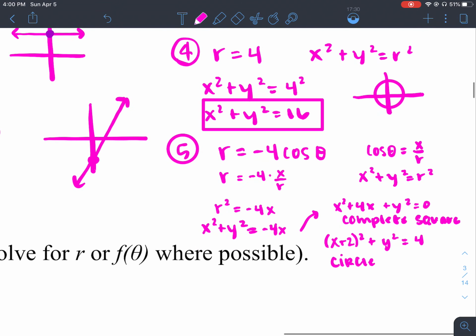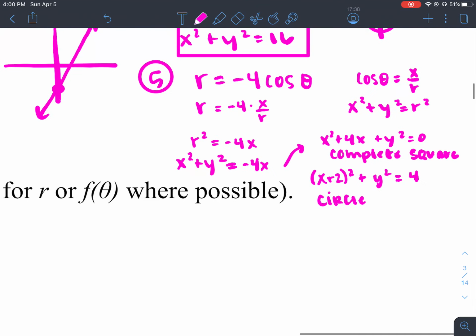Now, it is not a circle like number 4. Example 4 was a circle centered at the origin. Number 5 is a circle whose center is at -2, 0 in the Cartesian coordinate plane. So here's my center with a radius of 2. That's my circle down here.